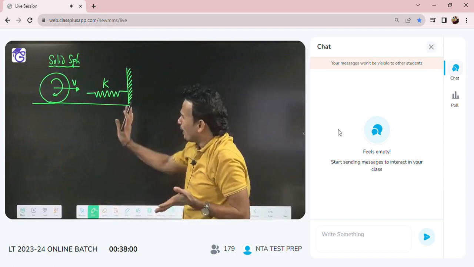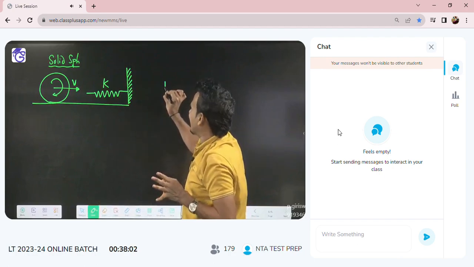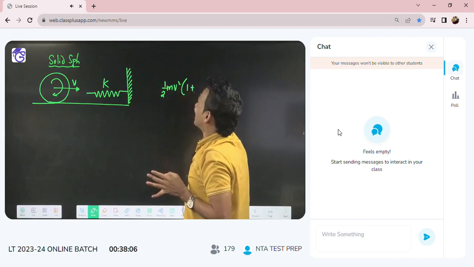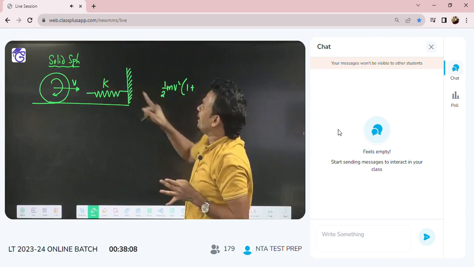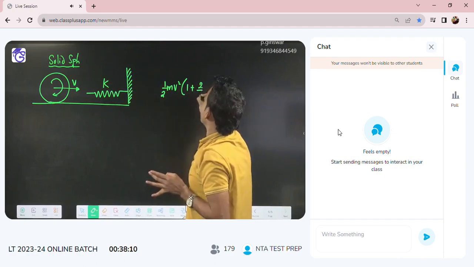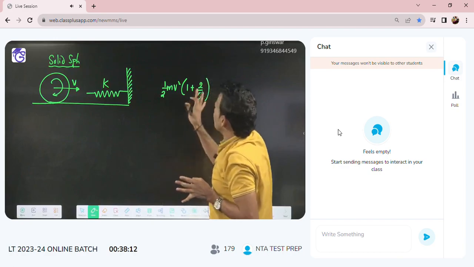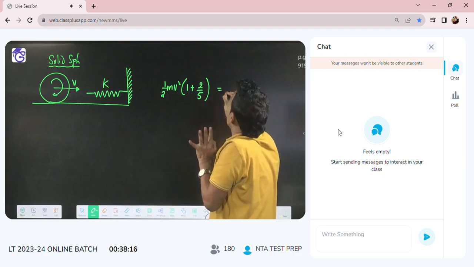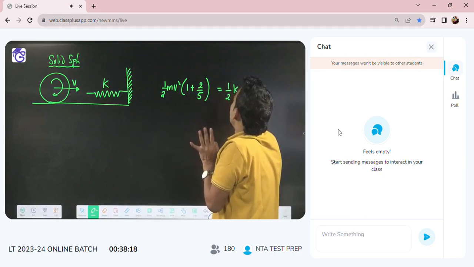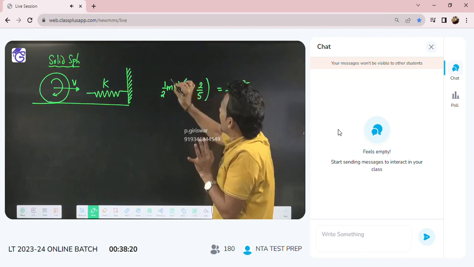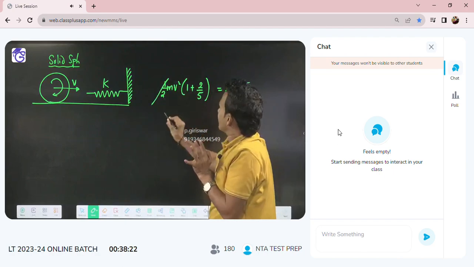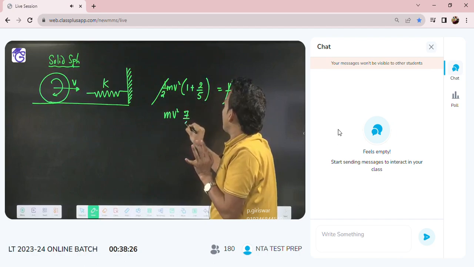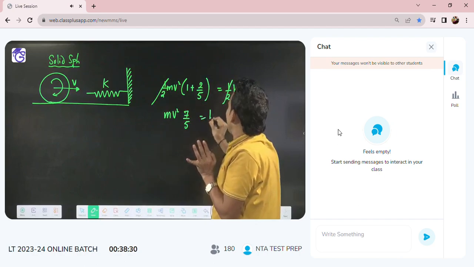Sir, body is rolling now. That means it will have total kinetic energy now. That is half mv square into 1 plus k square by r square. And this is solid sphere. So k square by r square will be 2 by 5. And I know, sir, when it will compress the spring, this energy will convert to half k into x square. Now from here, half cancel, and you can simplify. This will become mv square. This will become 7 by 5. And will be equal to kx square.